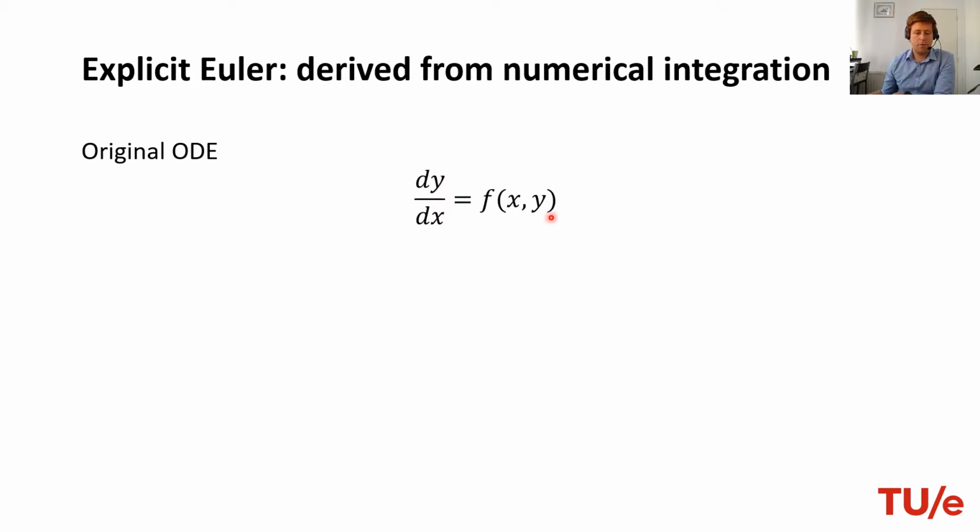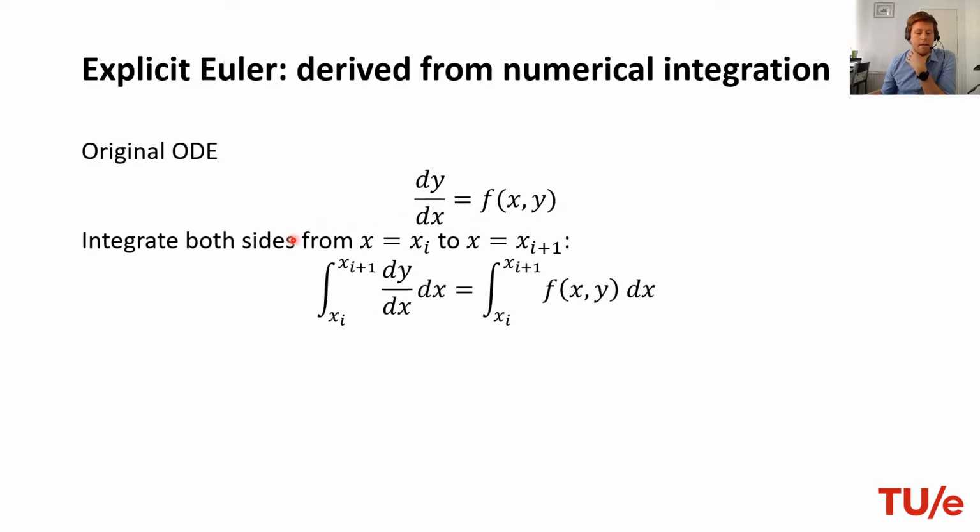What we can do is integrate both sides from the current step, x is xi, at the current step i, to the next step, i plus 1. So we integrate both sides from xi to xi plus 1, left and right-hand side. And we see that on the left we have an integral of dy/dx multiplied with dx from xi to xi plus 1.